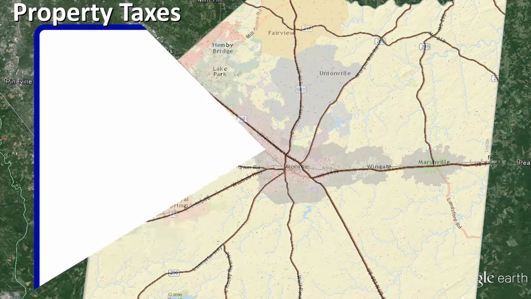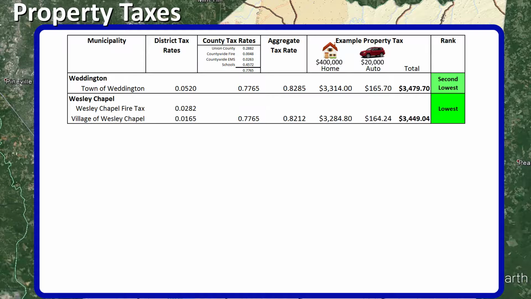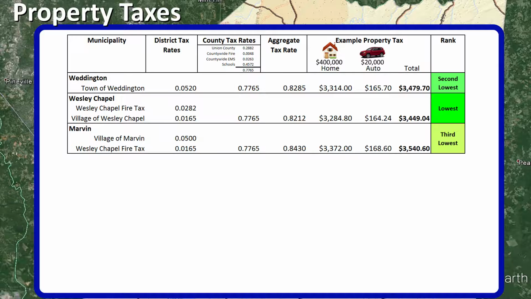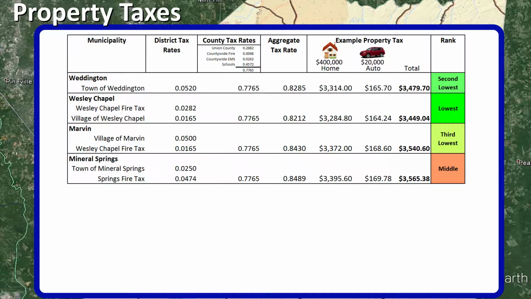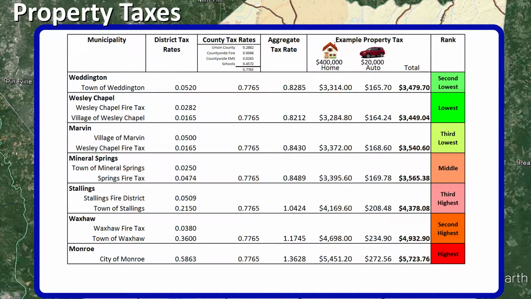So let's compare taxes in Weddington to our neighbors in surrounding communities. We in Weddington enjoy the second lowest tax rate in Western Union County. Because we have a municipal fire district, we have only one all-inclusive tax rate. The lowest aggregate tax rate in Western Union County is Wesley Chapel, followed by Marvin, Mineral Springs, Stallings, Waxhaw, and Monroe. There are parcels in unincorporated Union County that only pay the 4 Union County taxes and a fire fee or fire tax.